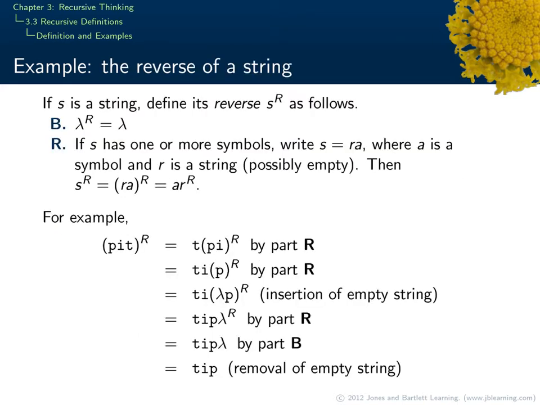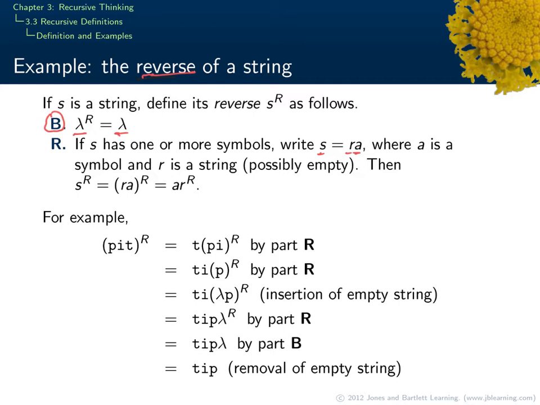We can also define the reverse of a string using a recursive definition process. So the very first thing we do in the base case is define the reverse of the empty string. The reverse of the empty string is just going to be itself. Now for the recursion, let's suppose that we have a string with one or more symbols. What we're going to do is write that string as another string R together with the very last symbol A that's in the string.